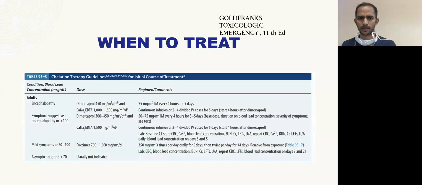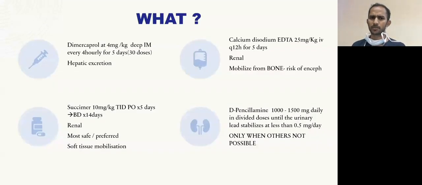So when should we treat it? We should consider the symptoms and the peripheral blood levels. If they are symptomatic or if the blood levels are more than 70, they should be treated. There are 4 agents available so far. Dimercaprol, the British anti-lewisite, is given at a 4 mg per kg dose and has predominantly hepatic excretion.